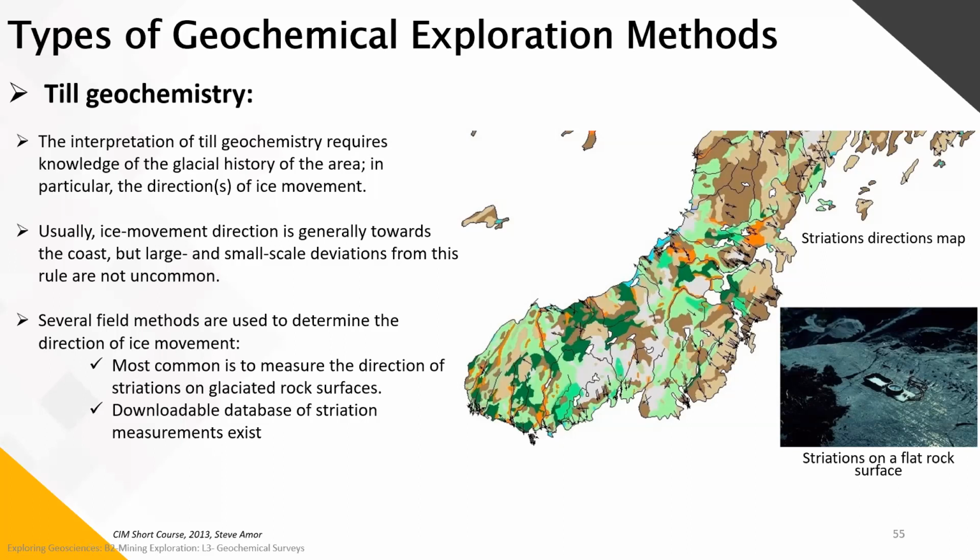So the interpretation of till geochemistry here requires knowledge of the glacier history of the area, in particular the directions of the ice movement. Usually the ice movement direction is generally towards the coast, but large and small scale deviations from this rule are not uncommon, because we have had several glacier eras, and these might have caused some of these movement deviations. Several field methods are used to determine the direction of ice movement. Most common is to measure the direction of striations on glaciated rock surfaces, and a downloadable database of striation measurements also exists from the government's databases.